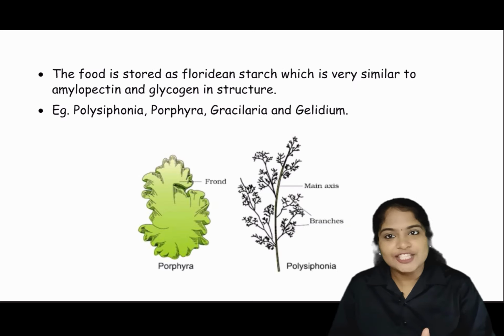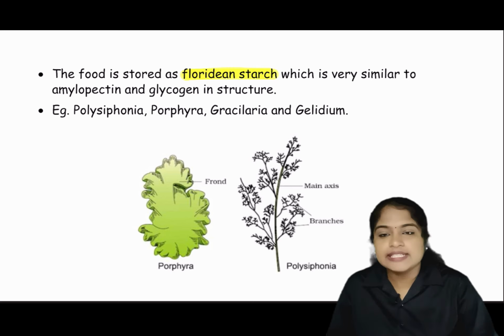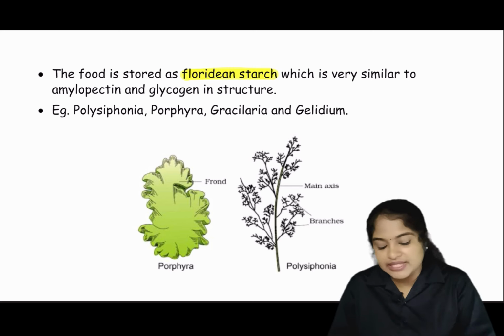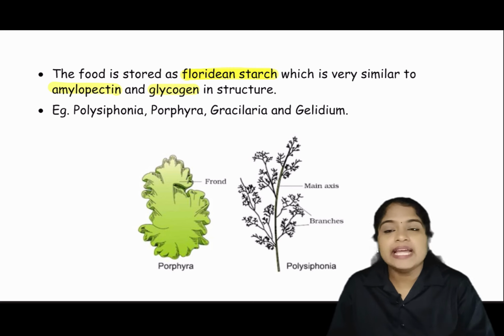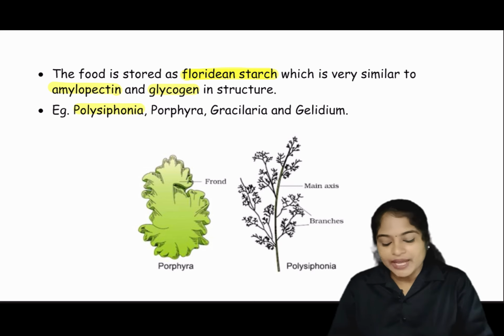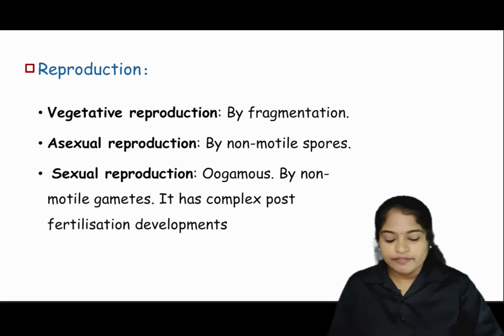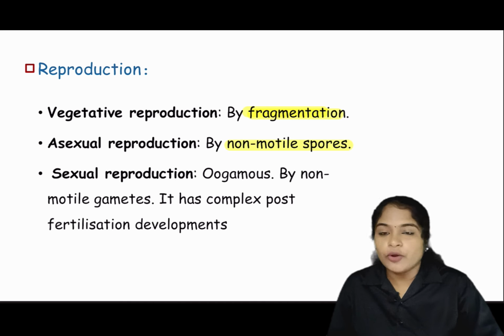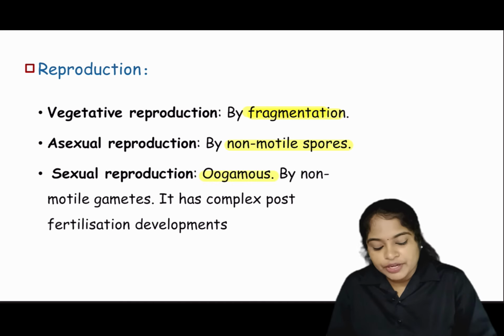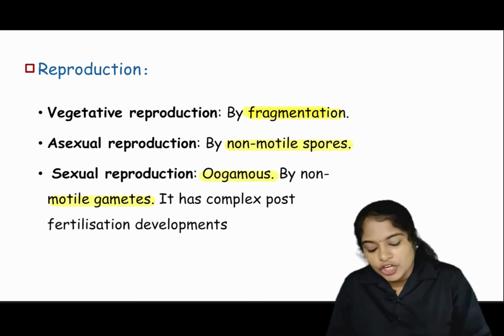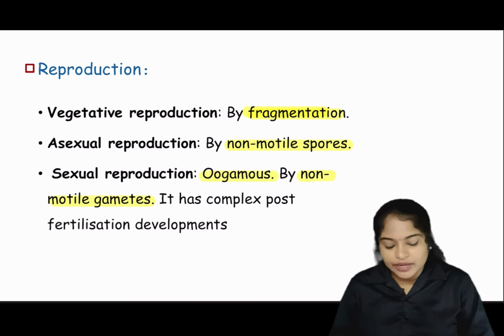Food in red algae is stored in the form of floridean starch, which is very similar to amylopectin and glycogen. Examples are Polysiphonia, Porphyra, Gracilaria and Gelidium. Vegetative reproduction in Rhodophyceae is by fragmentation, asexual reproduction by non-motile spores, and sexual reproduction is oogamous, with non-motile gametes.